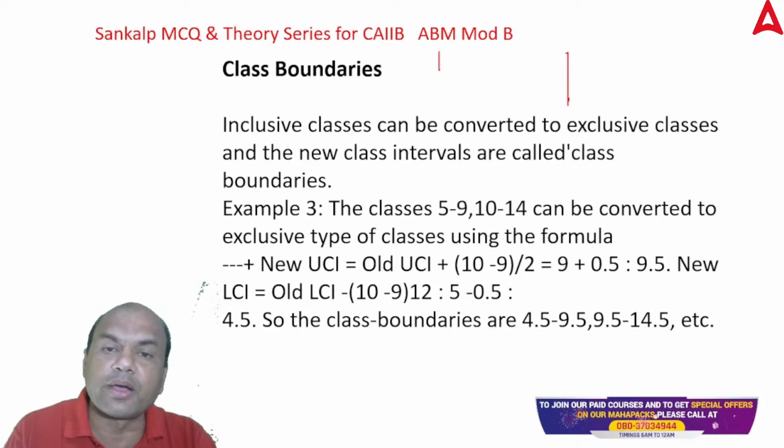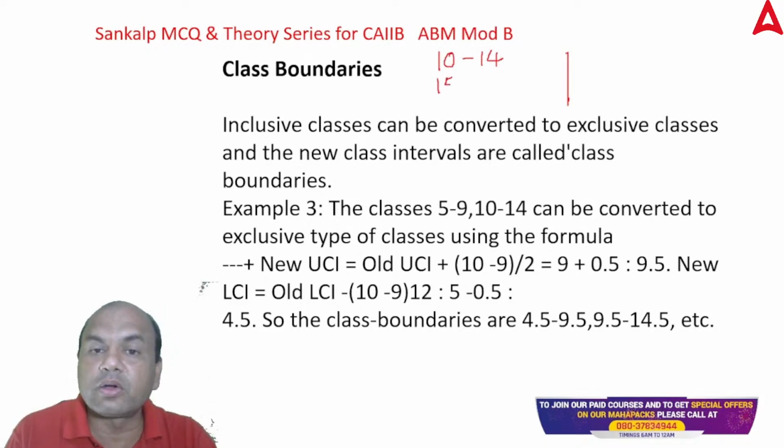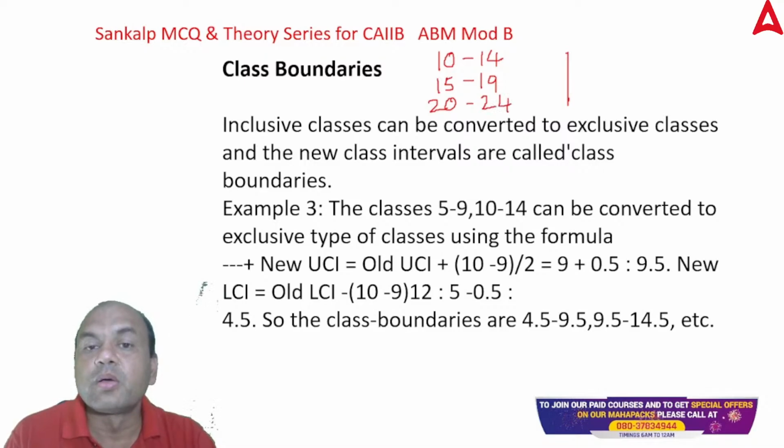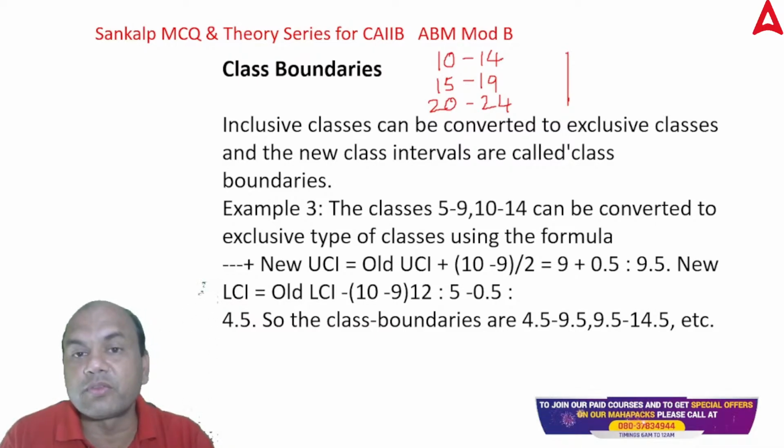10 to 14, 15 to 19, 20 to 24. Look at this. Both are inclusive over here. 10 is also included, 14 is also included. So suppose if I get 10, where will I place this 10 over here in this group?